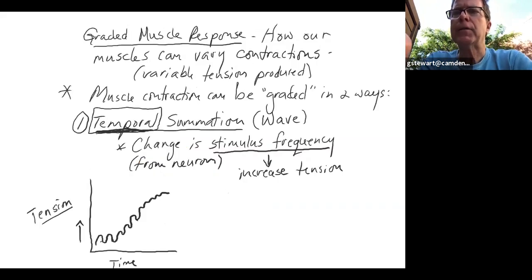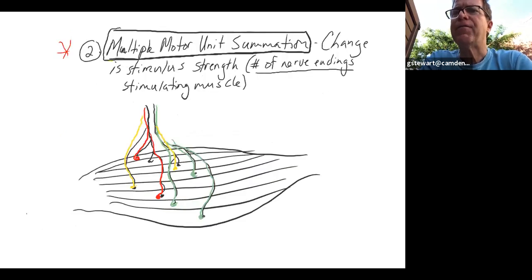A graded response means how our muscles can vary the contractions, and they can vary their contractions in two ways. By varying the change in stimulus frequency, how quickly we fire nerve impulses to the muscle, and also by changing how many nerve endings stimulate how many fibers. That varies the muscle strength as well.